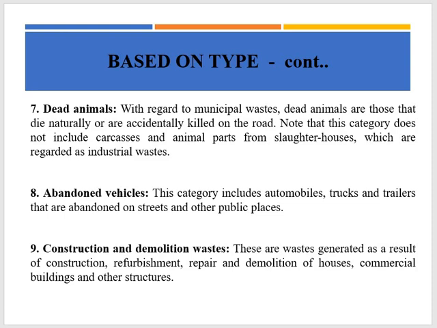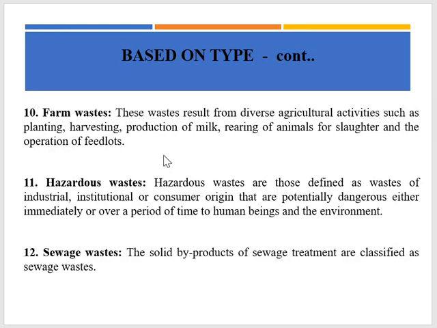Next are abandoned vehicles. This includes automobiles, trucks, and trailers that are abandoned on streets and other public places. So these vehicles are abandoned either because they become useless, or in other ways, they are abandoned and illegally dumped in the environment. Next are construction and demolition waste. So these are the waste generated as a result of construction, refurbishment, repair, and demolition of houses, commercial buildings, and other structures. So the waste materials generated by these activities can include concrete materials, stones, bricks, then earth material, roofing and plumbing material, etc.